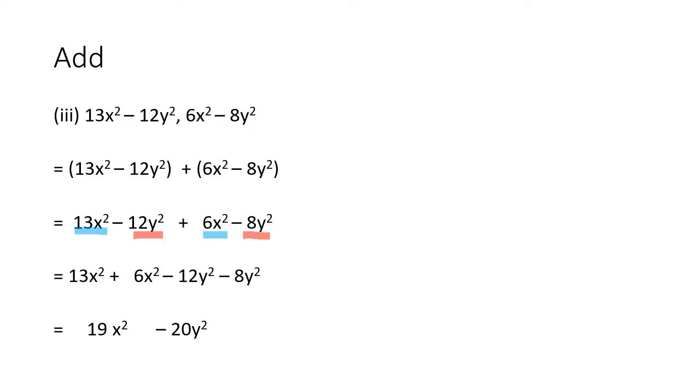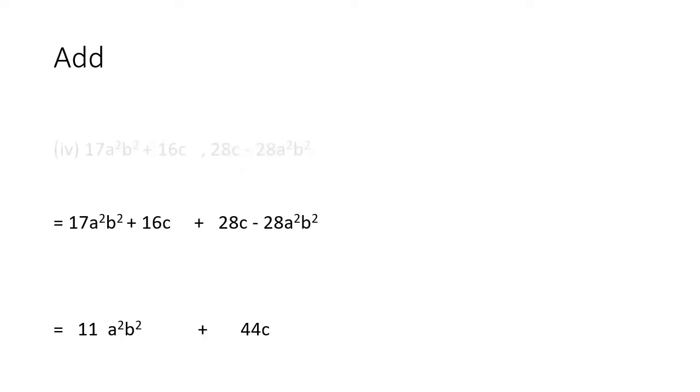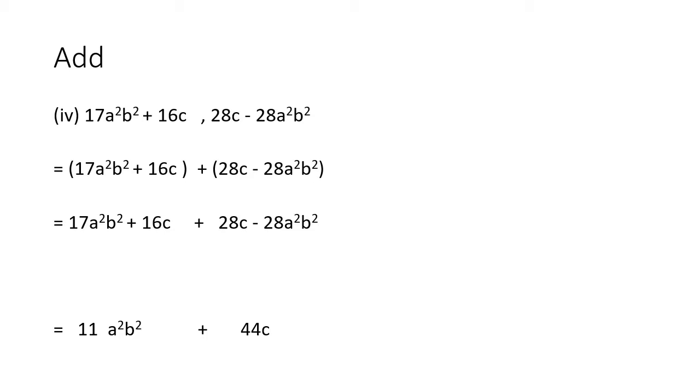So this is how you solve this sum. We move to the next sum. Now as you can see here, I have directly shown you all these expressions. Now 17a square b square plus 16c and 28c minus 28a square b square. As you can see on your screen, I have put them in the brackets and then I have removed the brackets. After that, I have put the like terms together, 17 this and minus 28a square b square. Similarly 16c is here and 28c lies here.